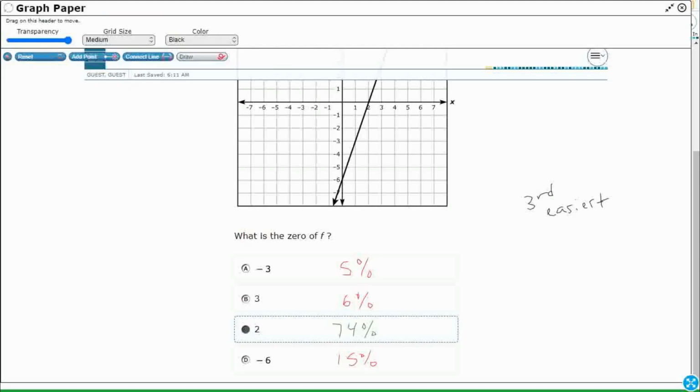So this was the 3rd easiest question, or tied for 3rd easiest on the test. This is our 3rd relatively easy question in a row on this test. See, 74%, almost 3 out of 4 students chose that one correct. You see the number 1 incorrect answer there, -6.